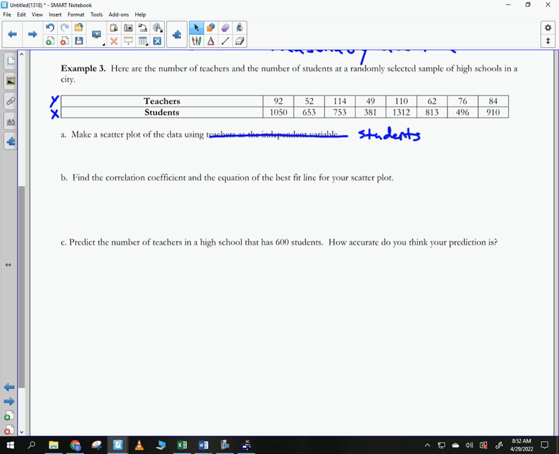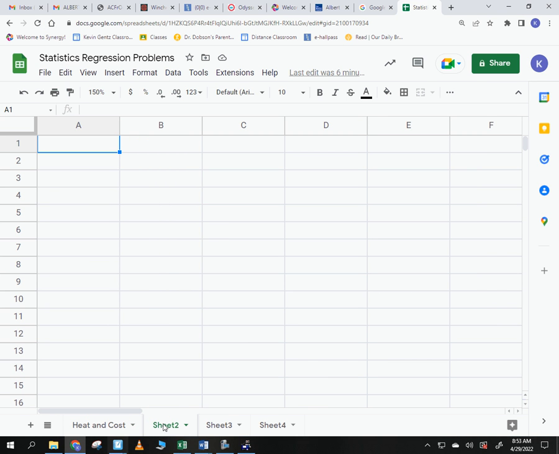So I'm going to go to my Google Sheet. And you guys can continue to use the same Google Sheet for as long as you want. So I go to my Google Sheet. I'm going to go to Sheet 2, right click, and I'm going to rename it students and teachers. That way, if I ever want to reference it, the data is right there. Students, teachers. Nikki, can you be my volunteer? Can you read off the number of students so I can type them in, please?